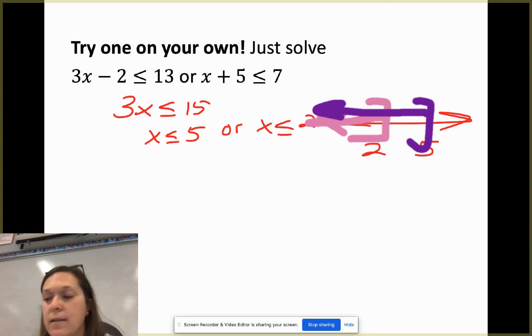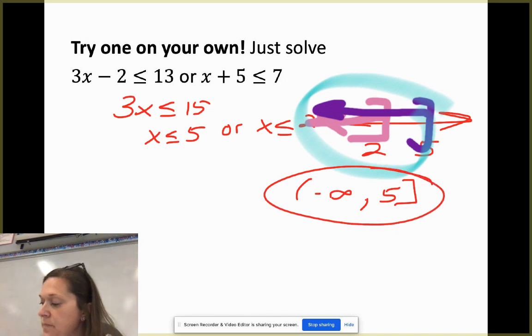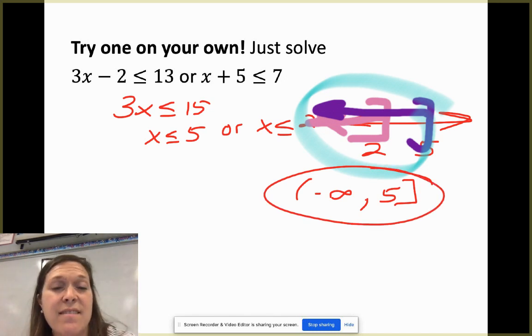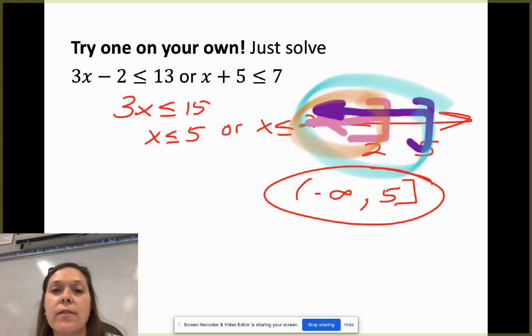Ooh, what about this one? So for our or, we want to include everything, which means we would be going from negative infinity to positive 5. Did you get that? You did, good job. If there was an and there instead of an or, then our answer would be just this area right here from negative infinity to positive 2, because with ands, you want the intersection. With ors, you want everything. So just go to either the furthest right or the furthest left, depending on which way your arrows are going.